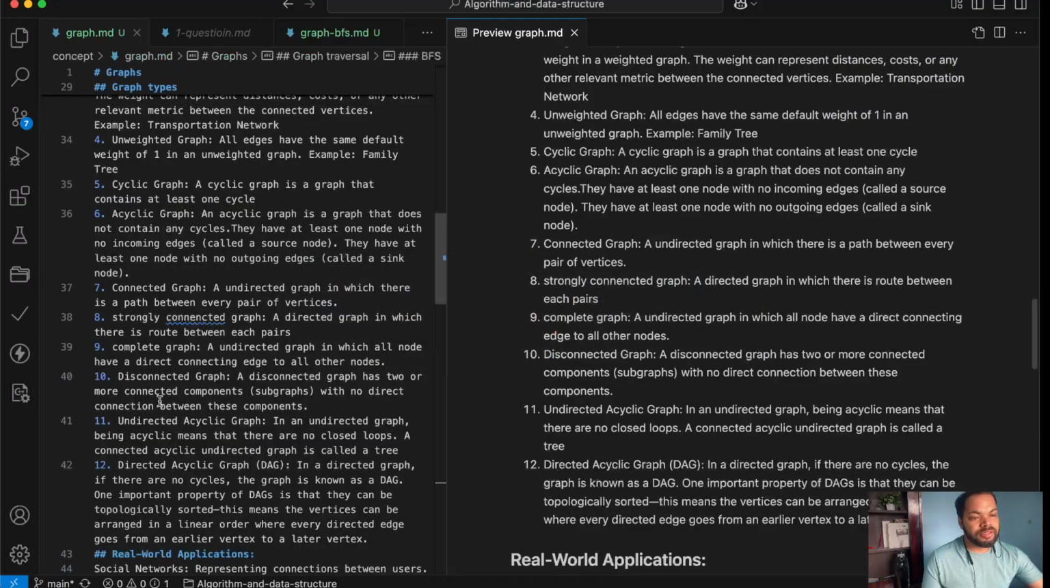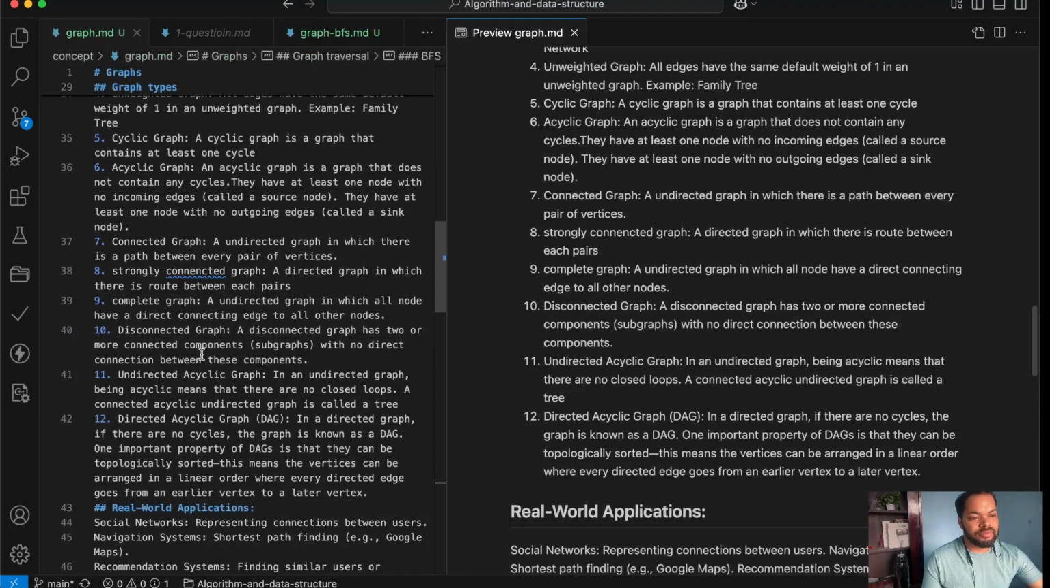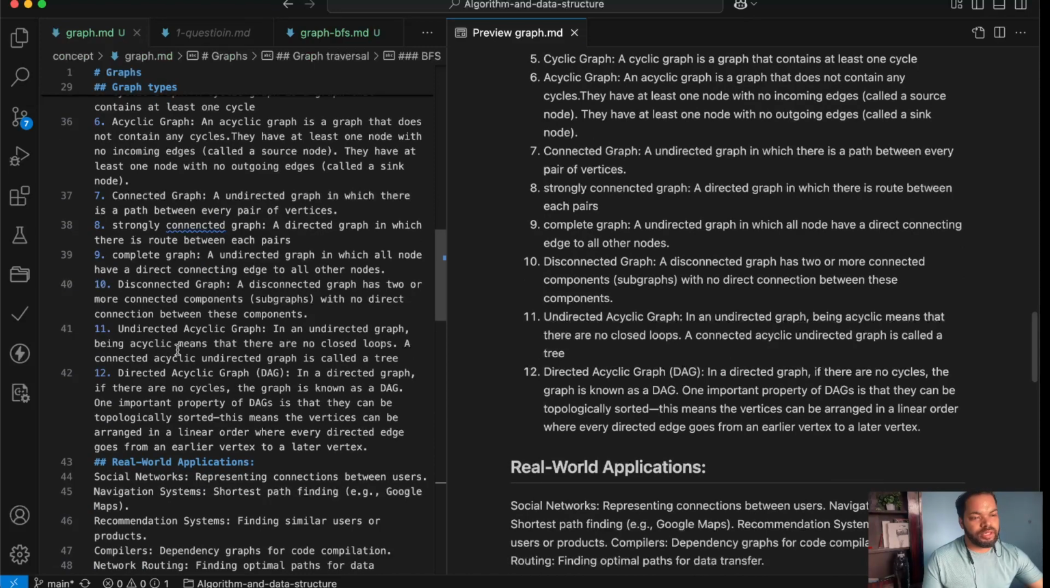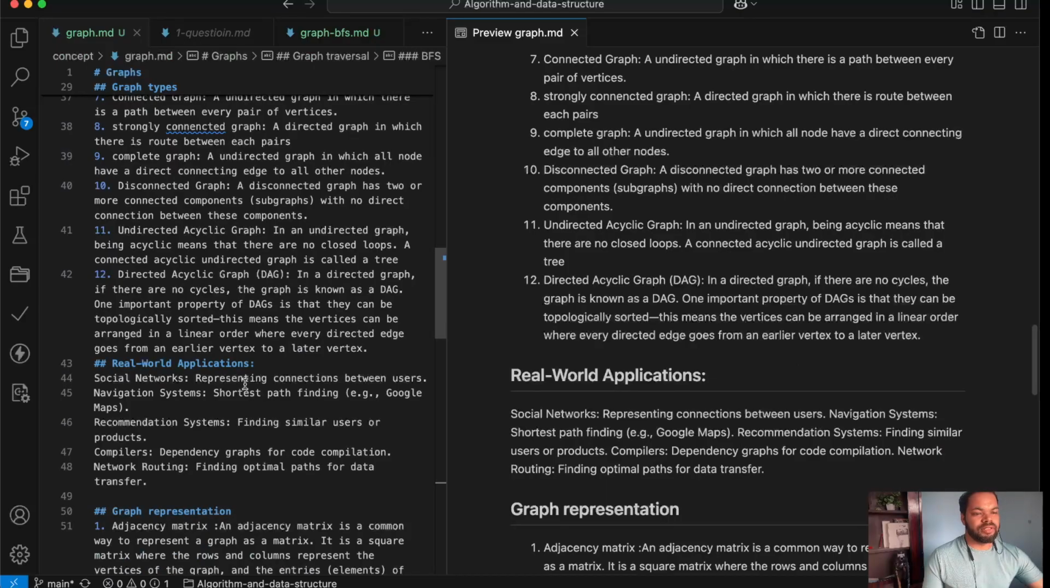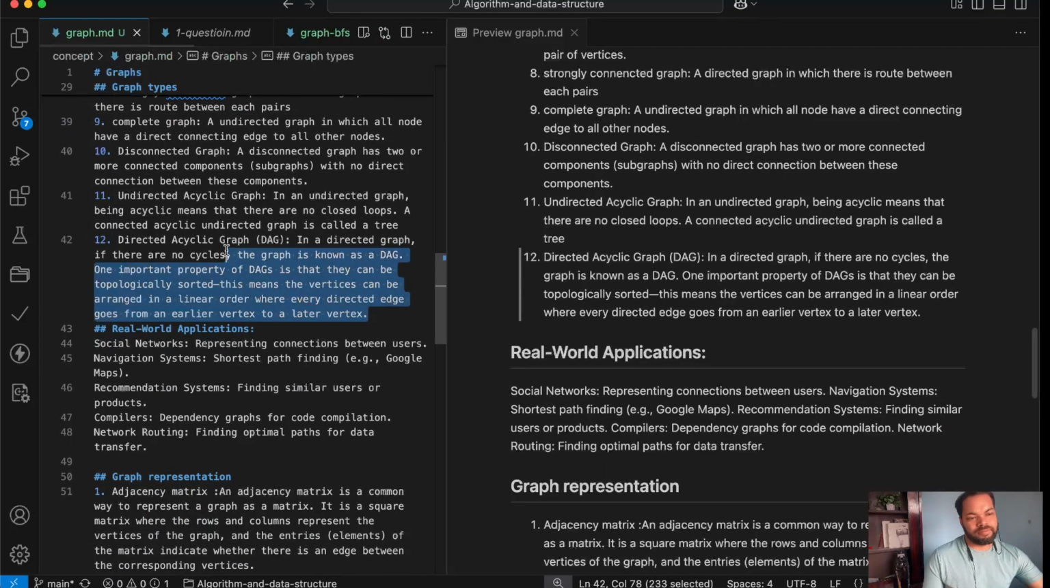Okay, let's see what is remaining. Disconnected graph. Undirected acyclic graph: a graph that is not directed and doesn't have any cycles. Directed acyclic graph, DAG: a directed graph which is acyclic is a DAG. One important property of a DAG is that its vertices can be topologically sorted. I don't know what it means, but yeah.